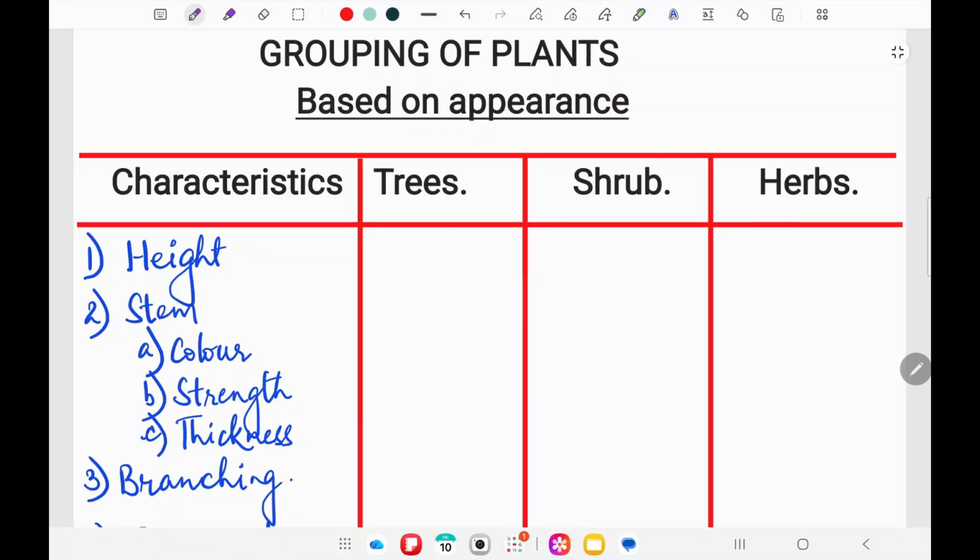Let us quickly discuss the grouping of plants based on their appearance. First, we will talk about the height. So the trees, they are tall.